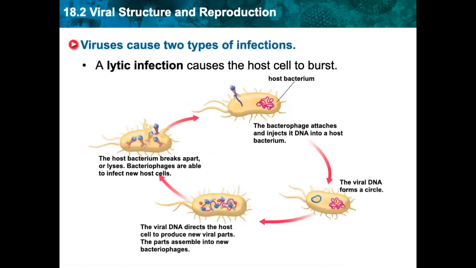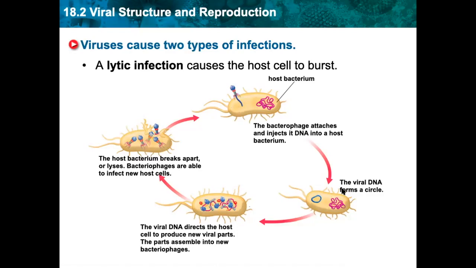There are two main kinds of infections from a virus. The lytic infection we've been talking about so far, where you have a virus that infects a cell with its DNA, and then it makes more viruses, and then the virus is dispersed. So that's the lytic infection, and that's what we see in bacteria and bacteriophages. So we're going to look just at that for right now.